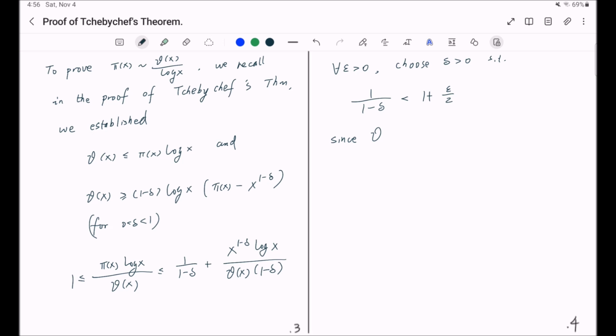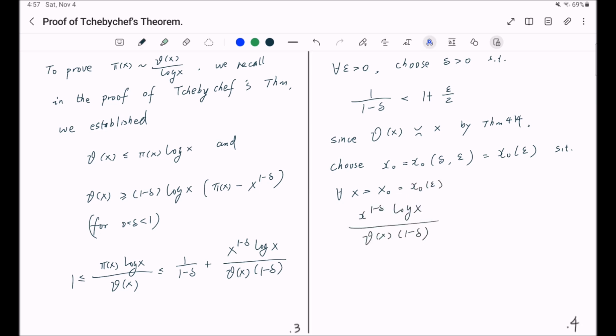Since theta of x is asymptotic to x by theorem 414, we can choose x0 depending on delta and epsilon, which in turn only depends on epsilon, because this delta is chosen to be dependent on epsilon only, such that for any x bigger than x0, we have this guy.